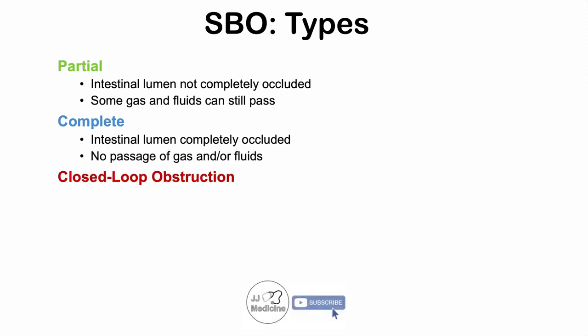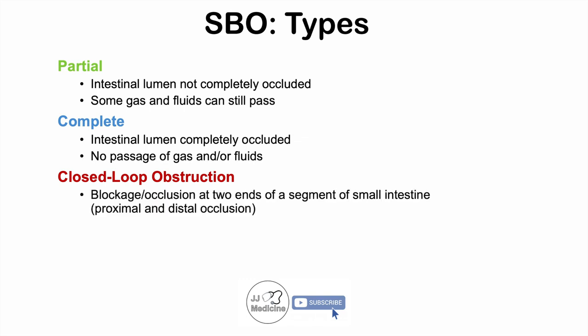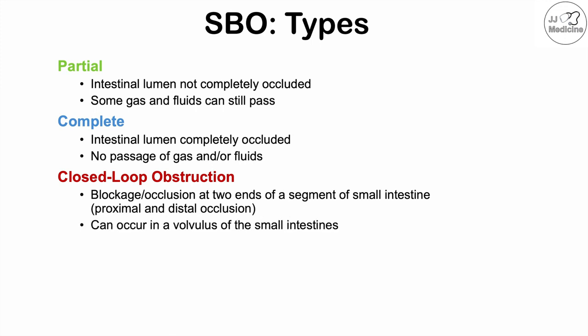There can also be something called a closed loop obstruction. So this is when there's a blockage or occlusion at two ends of a segment. So you can imagine that if there's one piece of small intestine, there's one part of it that is completely blocked, and then just downstream from that, there can be another part that's completely blocked, and there can be a part in the middle that is open, but there can be gas trapped in between those two blockages. So there's a proximal and distal occlusion. So that is called a closed loop obstruction. This can occur in a volvulus of the small intestines.